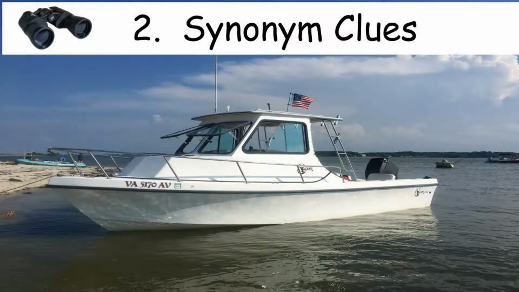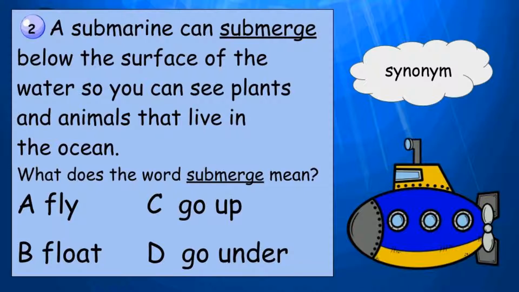Our next context clue strategy uses synonym clues. That's where the author uses another word that means the same thing as the first word. Here's an example. A submarine can submerge below the surface of the water so you can see plants and animals that live in the ocean.